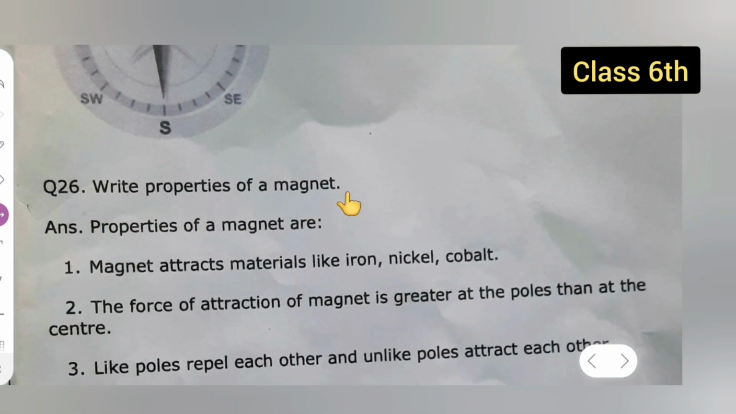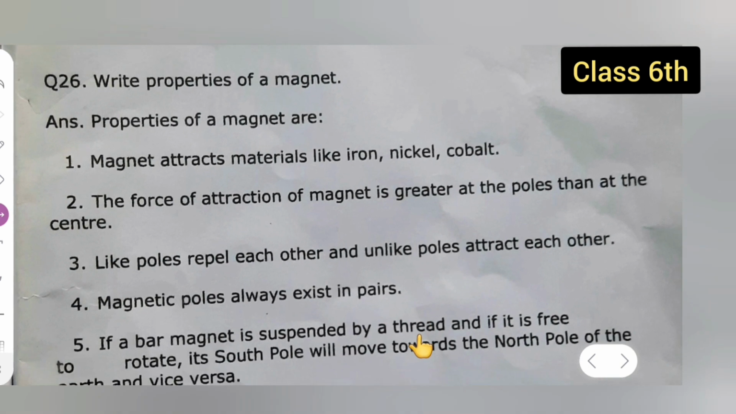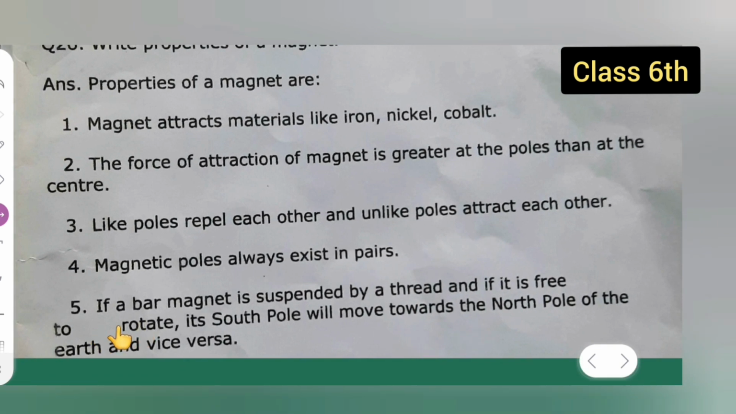Write properties of a magnet. Properties of a magnet are: a magnet attracts material like iron, nickel, cobalt. The force of attraction of a magnet is greater at the poles than at the center. Like poles repel each other and unlike poles attract each other. Magnetic poles always exist in pairs. Fifth point is, if a bar magnet is suspended by a thread and it is free to rotate, its south pole will move towards the north pole of the earth and vice versa.